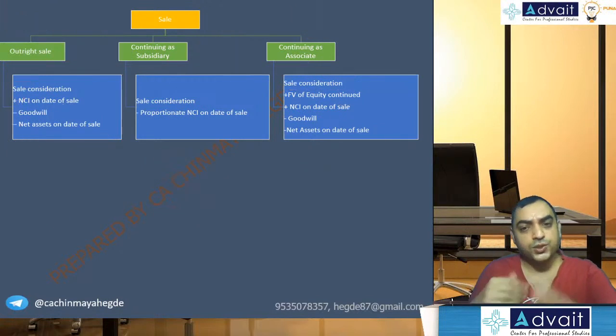These are the various scenarios. If you want, you can take a picture of this chart. We will do some problems relating to these points now.